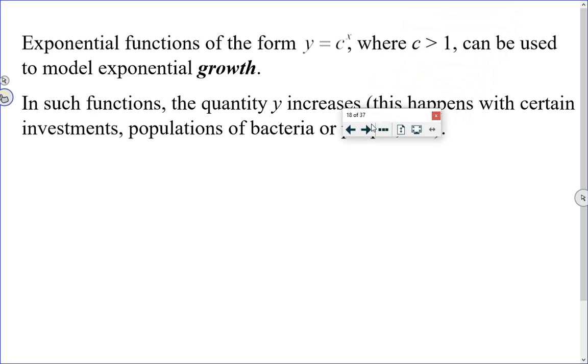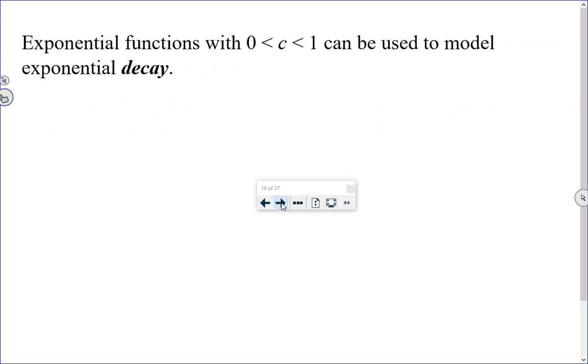So this happens with certain types of investments, population of bacteria, people, the number of people infected with the COVID-19 virus. Those were examples and are examples of exponential growth. If you have a situation where the base is between 0 and 1, we know that is a decreasing function from left to right. We like to use the phrase exponential decay.